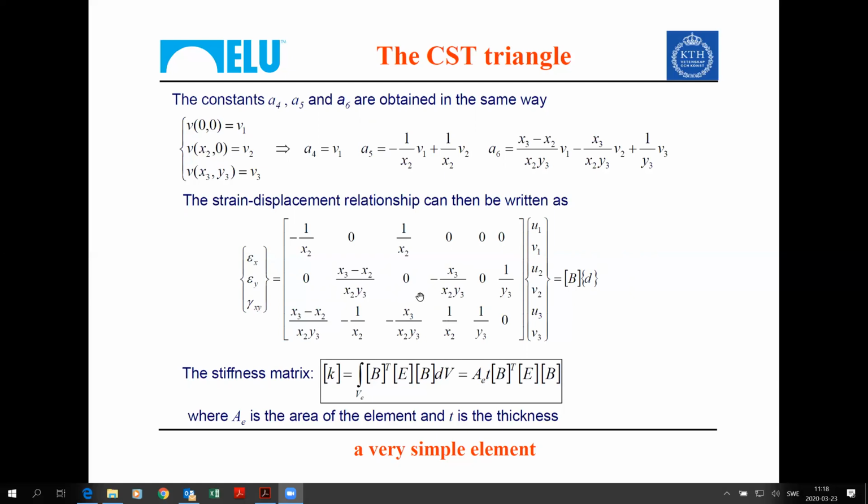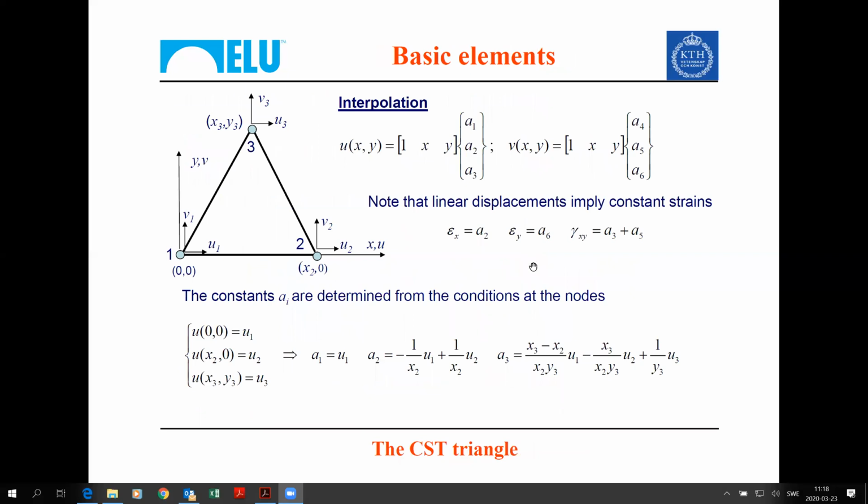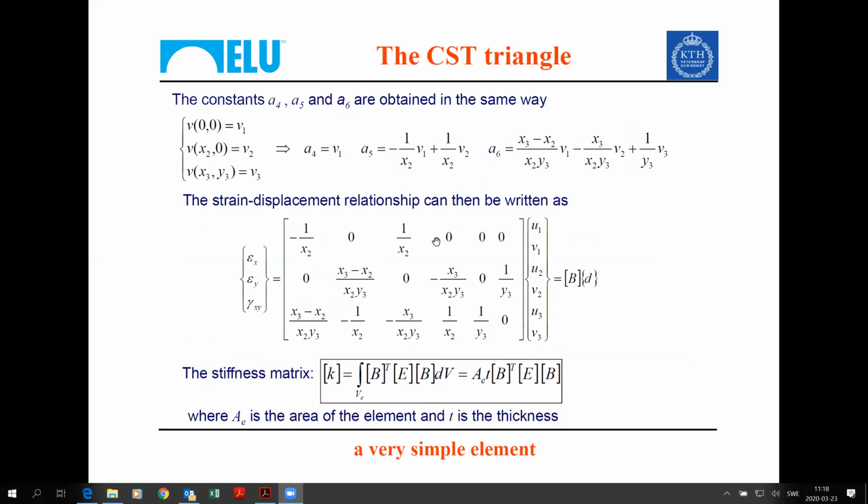Simply because these are the relationships between the strains, epsilon x, epsilon y, gamma xy, and some of the coefficients here. If I can determine these coefficients, then I have determined the strains, and then I don't need to go through shape functions. I know they need to be bilinear. It cannot be anything else, but I don't really need to know them. Do you see my point here? Yeah, I think so, yes.